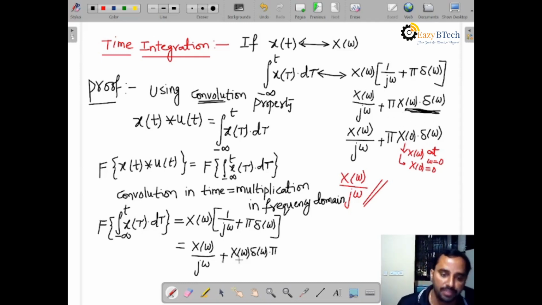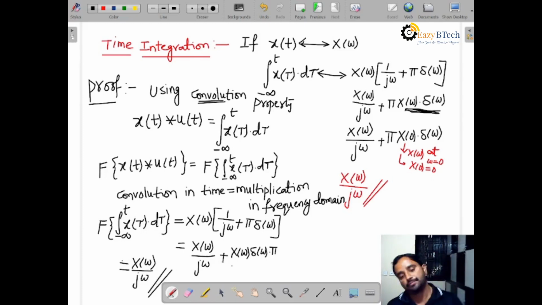So this will become X of 0 into del of omega, and X of 0 is 0. If X of 0 is 0, then the answer we get is X of omega by j omega. So the Fourier transform of the integral from minus infinity to t of x of tau d tau, the integration in the time domain, is equal to X of omega by j omega.